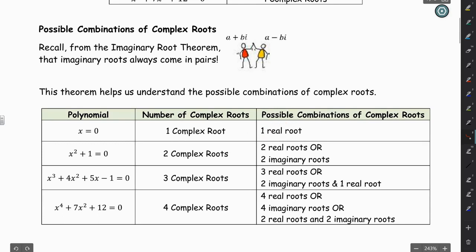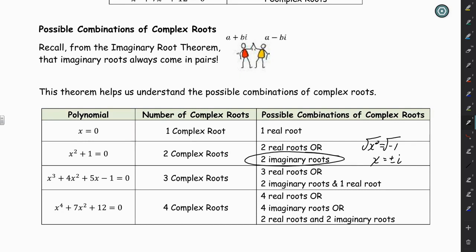That's the only possibility. Now, if we're talking about something like a quadratic, so we have a degree 2, we know we have 2 roots. So we could either have 2 imaginary roots or we could have 2 real roots. For this example, we have x squared plus 1. If I worked that out to solve it, I'd get x squared equals negative 1. I take the square root of both sides, and I'd get x equals plus or minus i. So for this example, we have 2 imaginary roots, but keep in mind we could have 2 real roots.